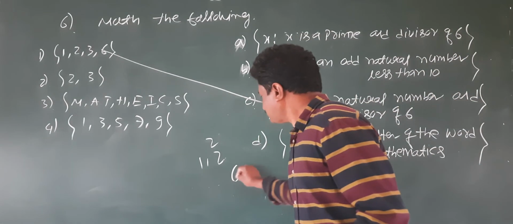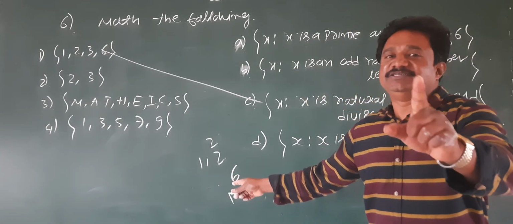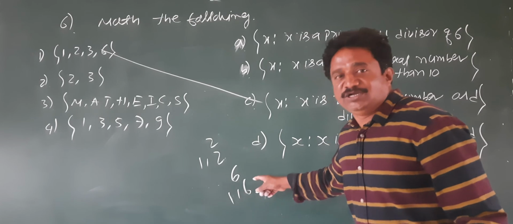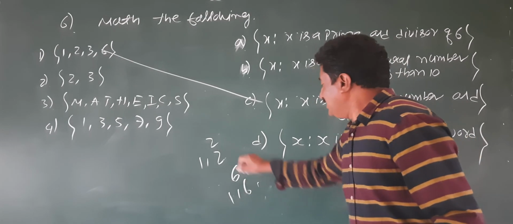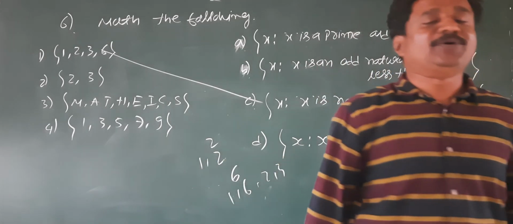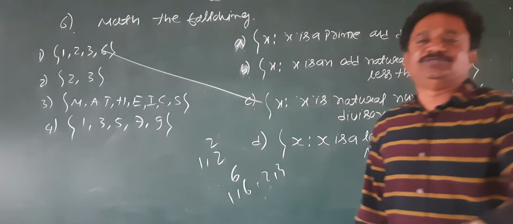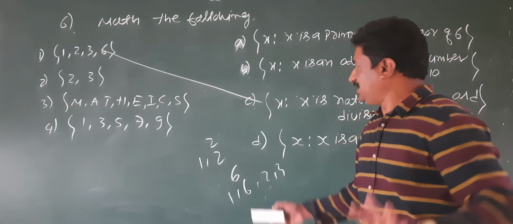6. Tell me the divisors of 6. Divisors of 6 are 1, 6. In addition to these two divisors, this 6 has other divisors 2, 3, right? Therefore 6 is a composite number, it is not a prime. If there are other divisors, it is a composite number. If only 1 and the number itself are divisors, it is a prime number, right?